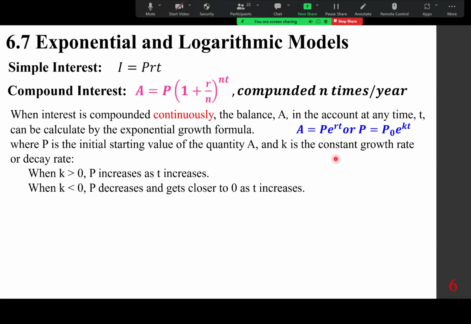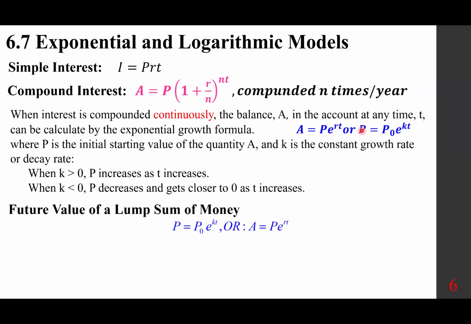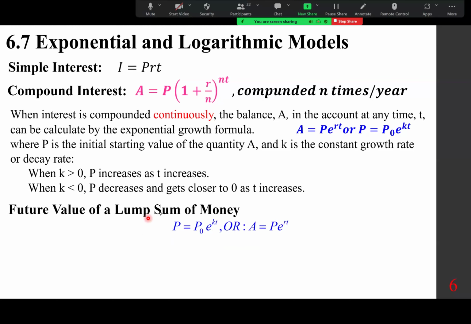When k or r is positive, P increases as t increases. When it's negative, P decreases and gets closer to 0 as t increases. By that, we are referring to this P. This is the future value of a lump sum of money. P equals P sub 0 e to the power of kt if we use this formula, or A equals P e to the power of rt. That is referring to the future value.